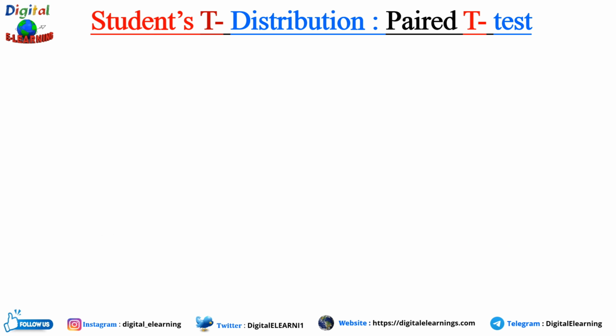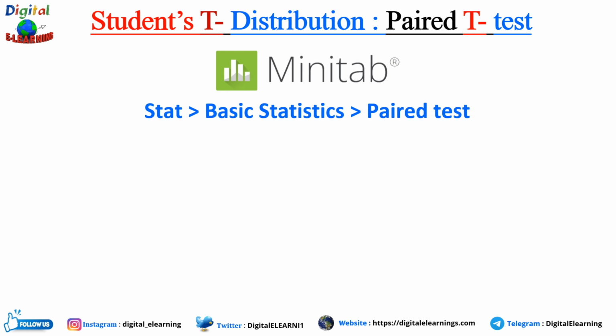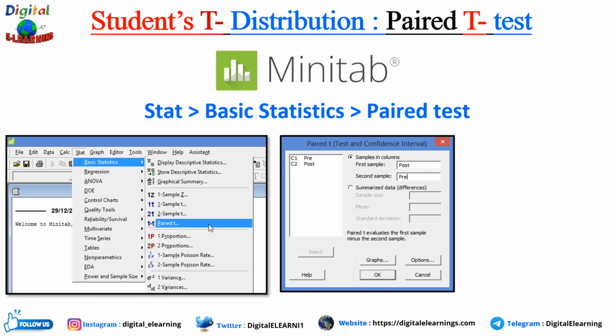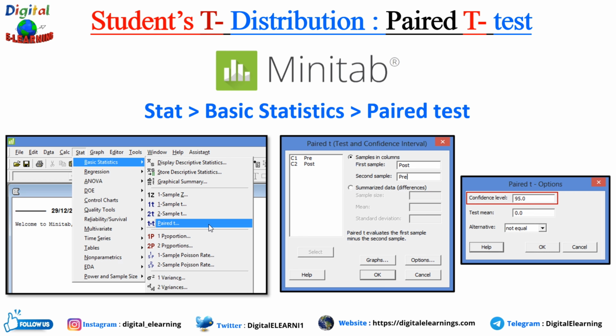Now let's see how we perform the paired t-test in Minitab. For that, go to Stat, Basic Statistics, and Paired t. Once you click on Paired t, a new window will open. Add your pre and post sample values, select the confidence interval, and click OK. You will get your Minitab result for the paired t-test.